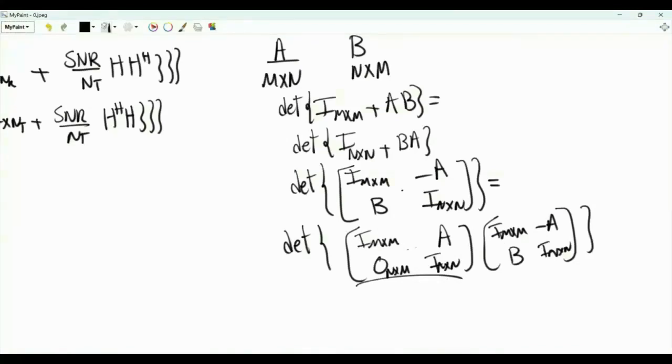And what is the determinant of this matrix here? It is upper triangular with 1s on the main diagonal, and so the determinant is equal to unity. The determinant of this matrix is equal to the determinant of this product. And it is also equal to the determinant of this matrix of interest.